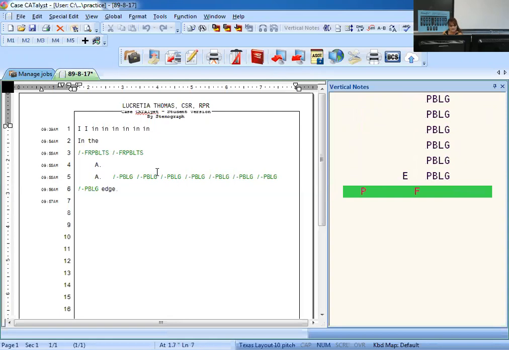The G is K. So if I wrote the word back, I am back, I'm going to write B-A-B-G for the K. B-A-B-G, okay? Final M is P-L. So let's say I wanted to write the word ham. I'm going to write H-A-P-L. That's my final M. Final N is P-B. That's my N, P-B, final side.